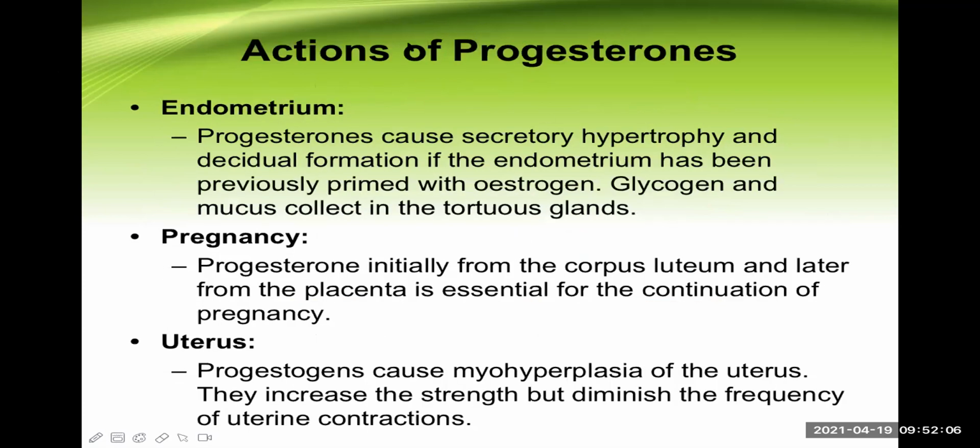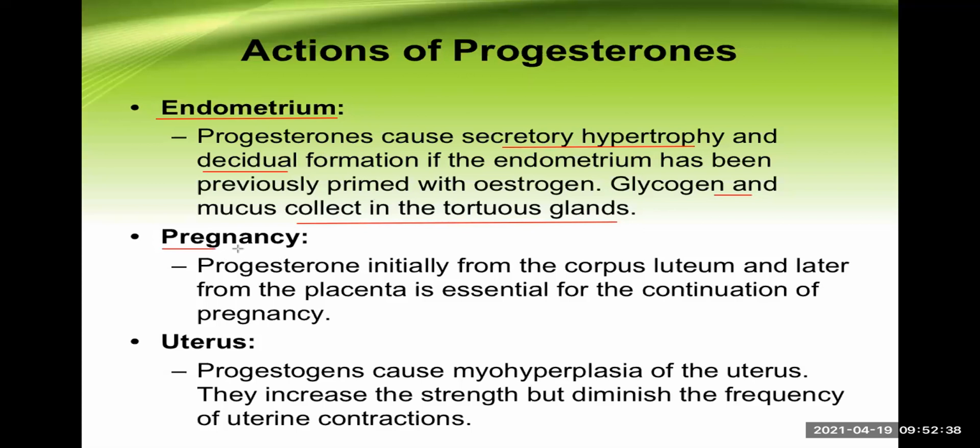Now, what are the actions of progesterone here? Just like estrogen, let's talk about that. In the endometrium, progesterone causes secretory hypertrophy and formation of decidua. This is a very, very important function. Probably the most important function is this. Glycogen and mucus collection occurs in the tortuous glands of the decidua because of progesterone. Okay, decidua is a secretory type of endometrium.